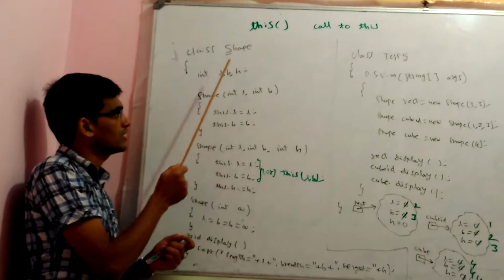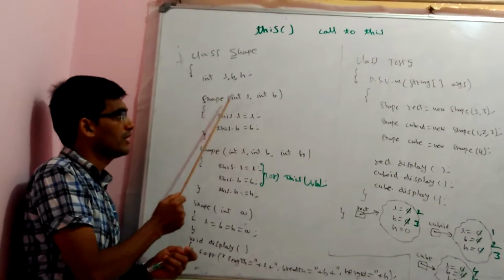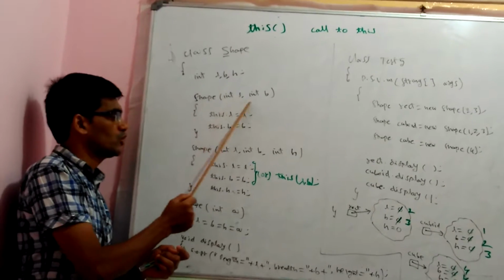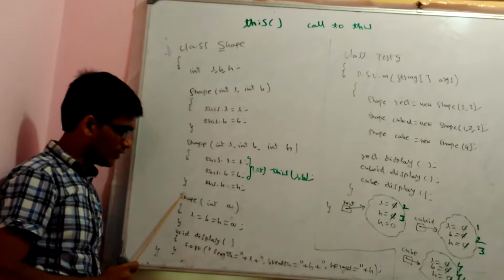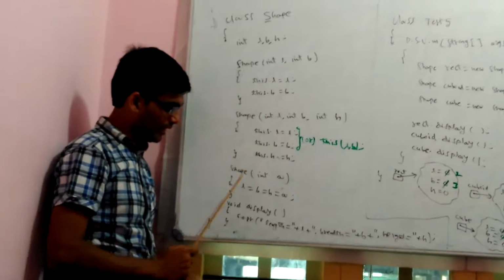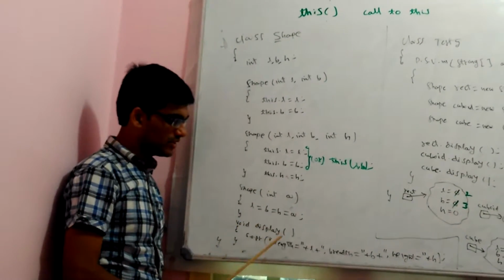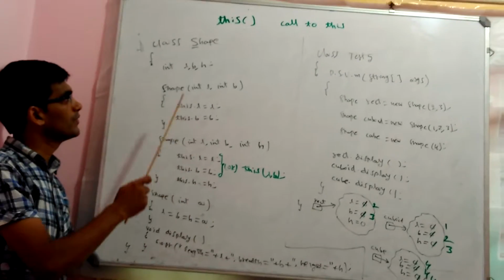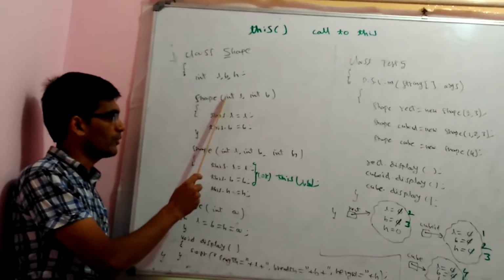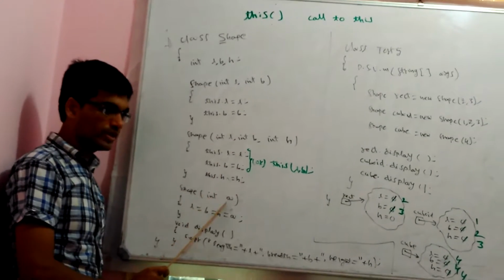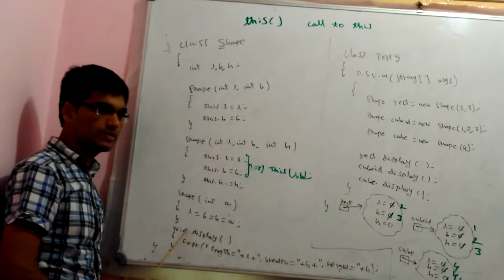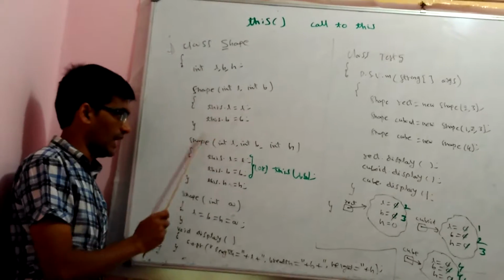We have taken one class called Shape. In there some variables are there. Here one constructor is there with two arguments. Here one more constructor with three arguments. Here one constructor with only one argument. Then there is one display method, which displays some values. So here I have a two-argument constructor, here a three-argument constructor, and here a one-argument constructor. Then we have a display method for this class.